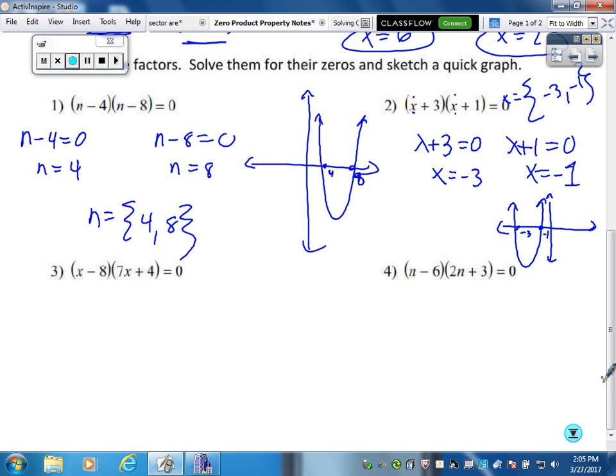So here we are at another problem. Got something a little bit different on this one. We've got a coefficient suddenly. So let's see how that handles it. So we've got to set them both equal to 0.